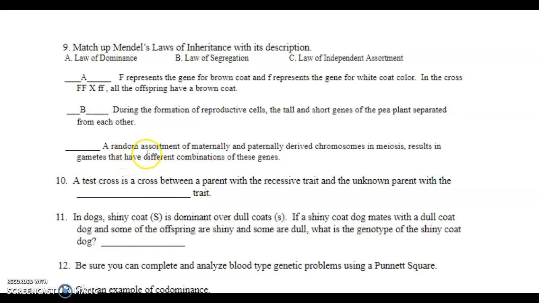A random assortment of maternally and paternally derived chromosomes in meiosis results in gametes that have different combinations of these genes. That means just because you got mama's hair color gene in that egg, you might not necessarily get mama's eye color gene in that egg. You might get the daddy's eye color gene in that particular egg as they separate. That's the law of independent assortment. They assort independently of one another. You don't get all mama genes in one and all daddy genes in another.